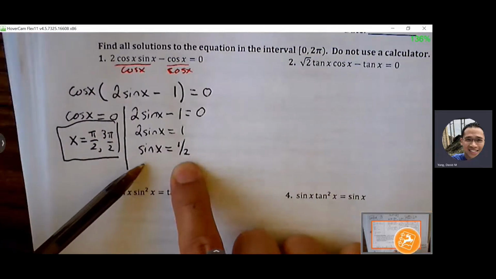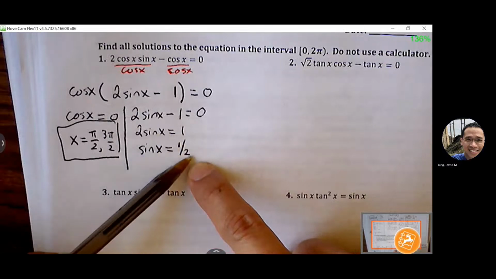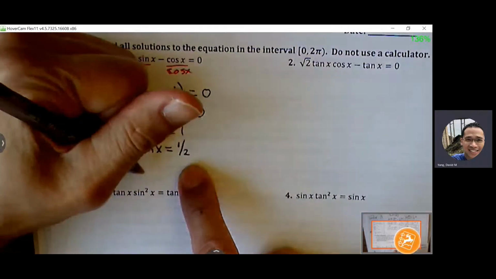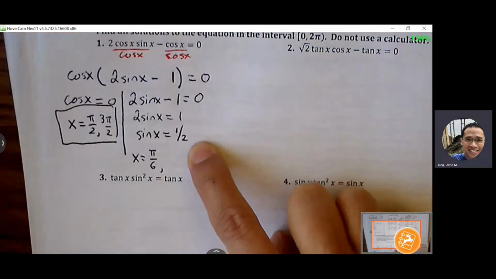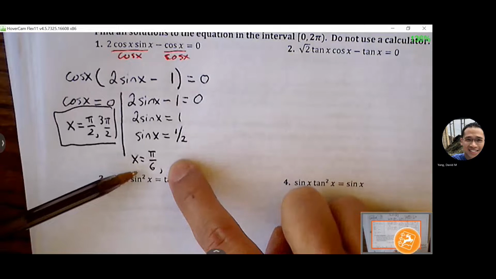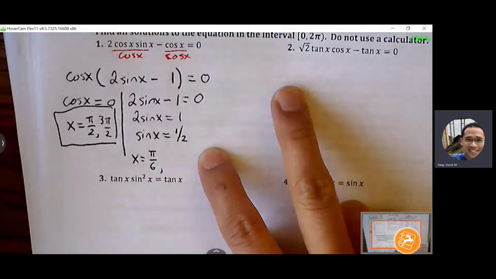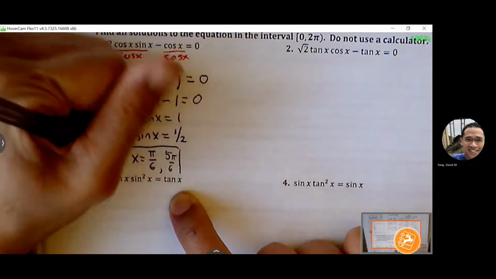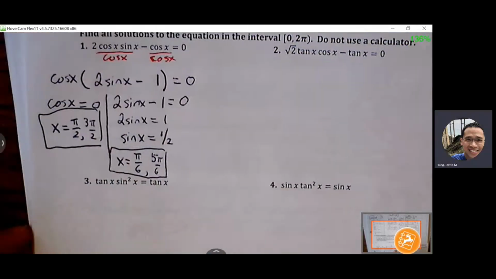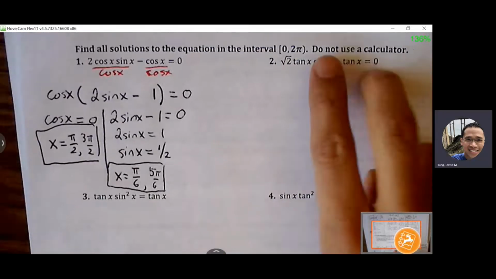How about from this one here? Sine of x equals 1/2. Where's sine positive? Yeah. First and which quadrant? So pi over 6. Where else? Yeah, first and second quadrant, right? Sine is positive in the first and second quadrant, ASTC. Okay, any questions there? All right, try number 2, same process.